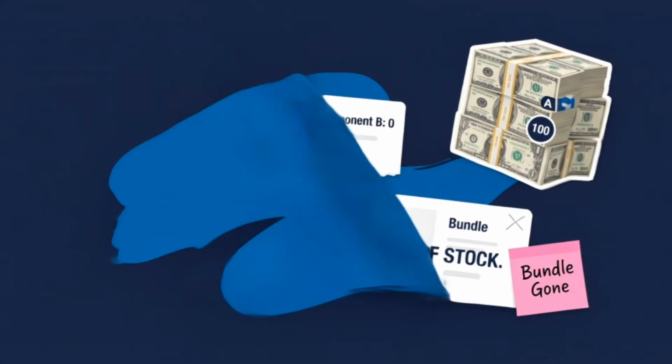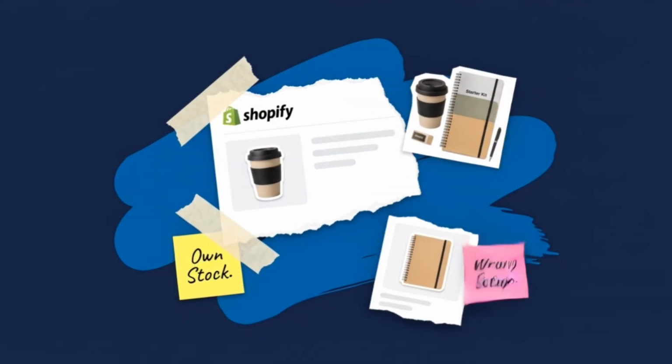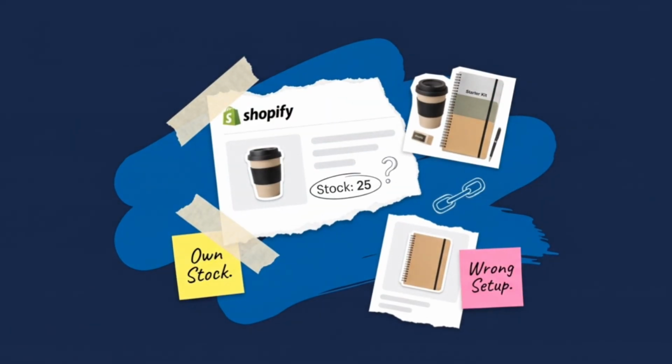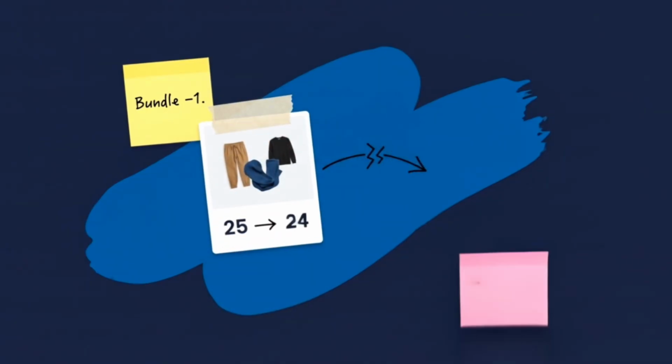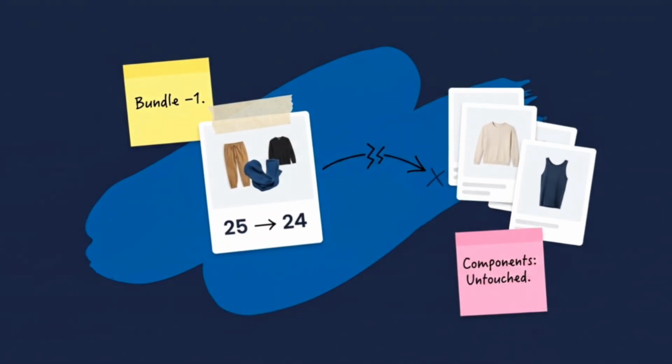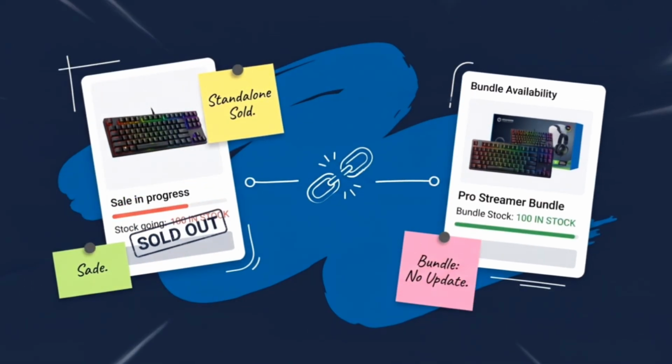Native Shopify treats a bundle as its own product, with its own stock number. When a bundle sells on Shopify, it decrements that bundle's own inventory, not the components. When you sell one of the same components as a standalone product, Shopify does not update the bundle's availability. Those 2 product records have no connection to each other.